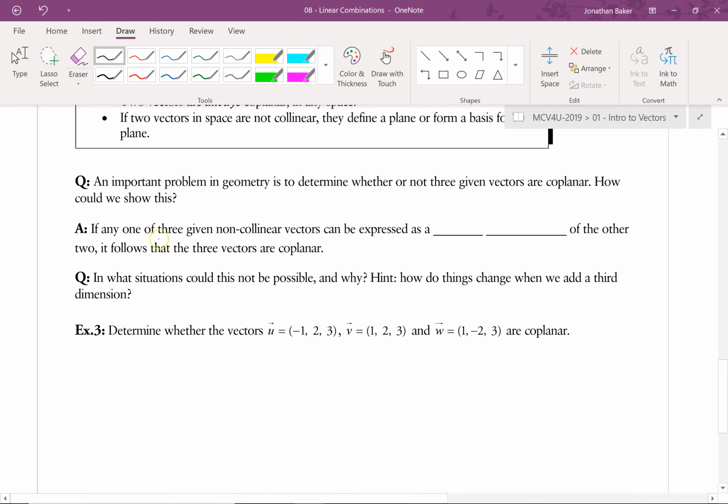So let's write these blanks. If any one of the 3 given non-collinear vectors can be expressed as a linear combination of the other 2, it follows that the 3 are coplanar. And in what situations could this not be possible, and why? How do things change when we add a 3rd dimension? Well, that's basically what we just talked about. As soon as you add the 3rd dimension, it's very likely that 3 random vectors are not coplanar.